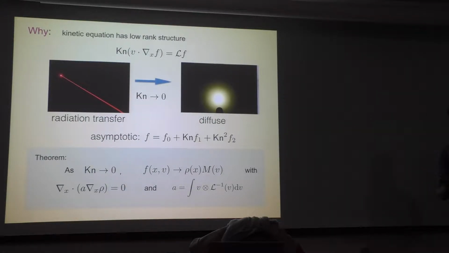In the end, you can prove that when the Knudsen number goes to 0, this distribution function can be written as a multiplication of two functions: one function only on x, and one function only on v. The function on v can be uniquely, explicitly written down, and the function on x satisfies the diffusion equation. That basically means that when the Knudsen number goes to 0, you start from the radiative transfer equation and you converge to the heat equation. These two equations are indeed equivalent in the small Knudsen number region.